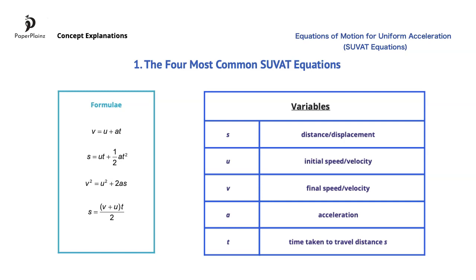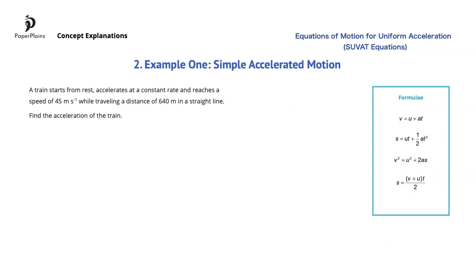Let's see how to use these SUVAT equations. In this example, a train starts from rest, accelerates at a constant rate, and reaches a speed of 45 meters per second while traveling a distance of 640 meters in a straight line. Based on this information, we have to find the acceleration of the train.